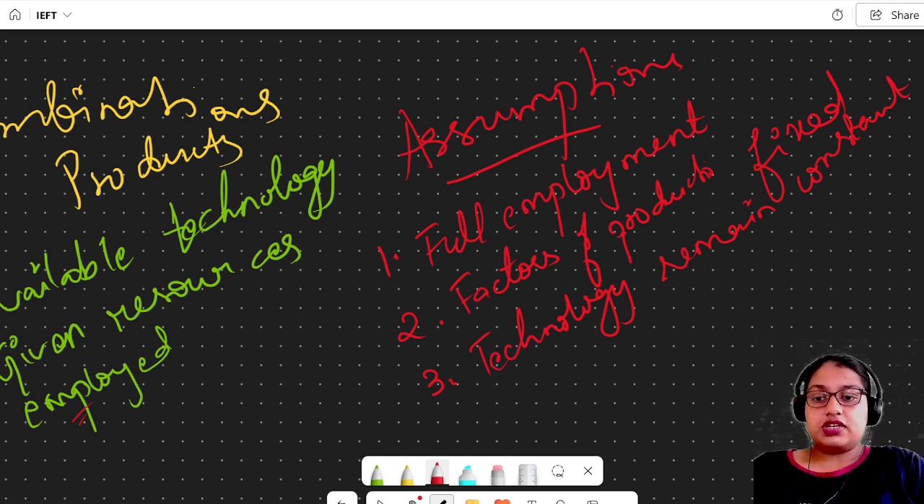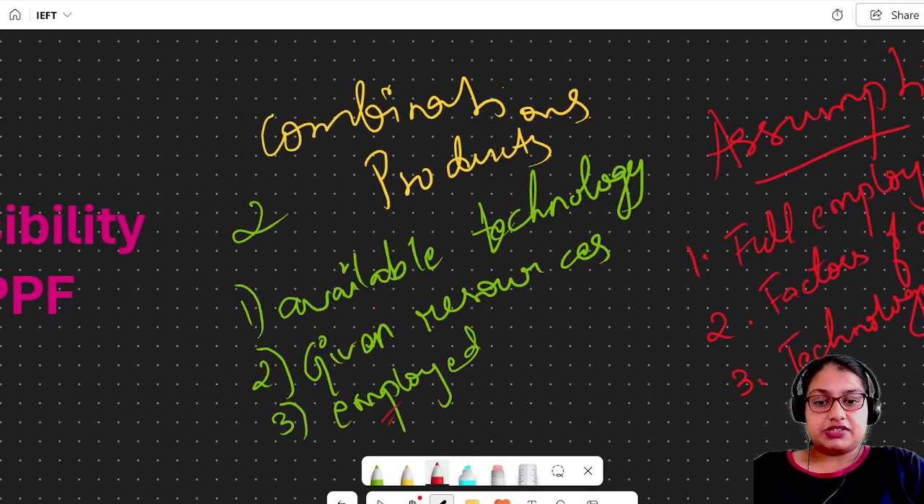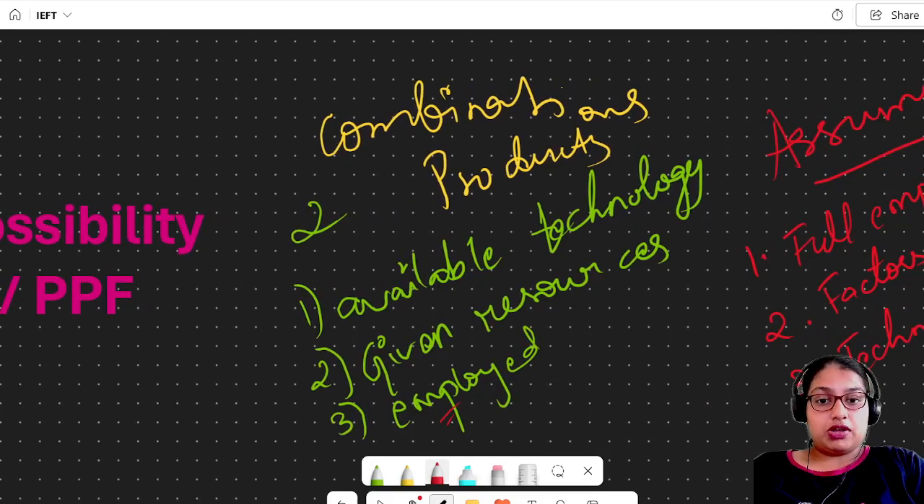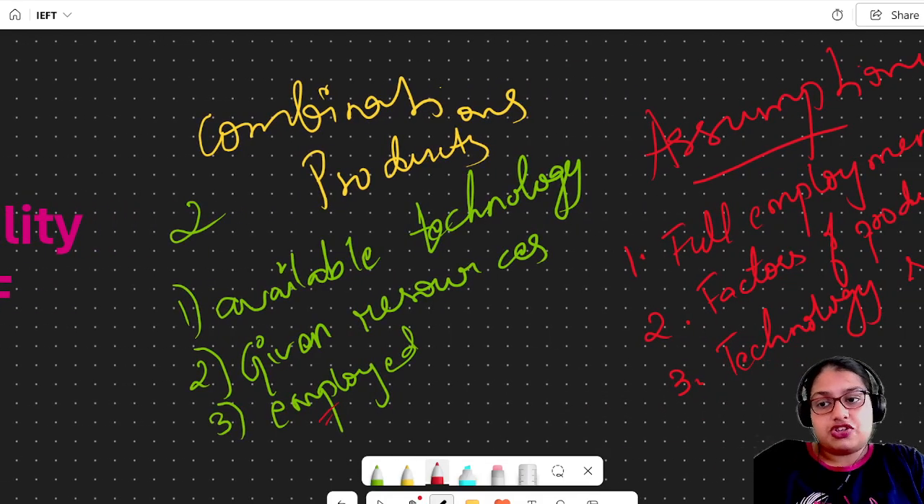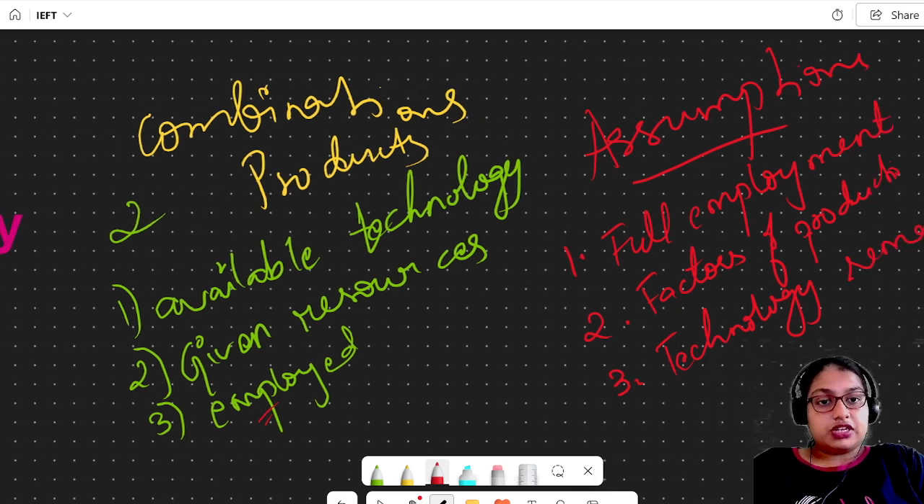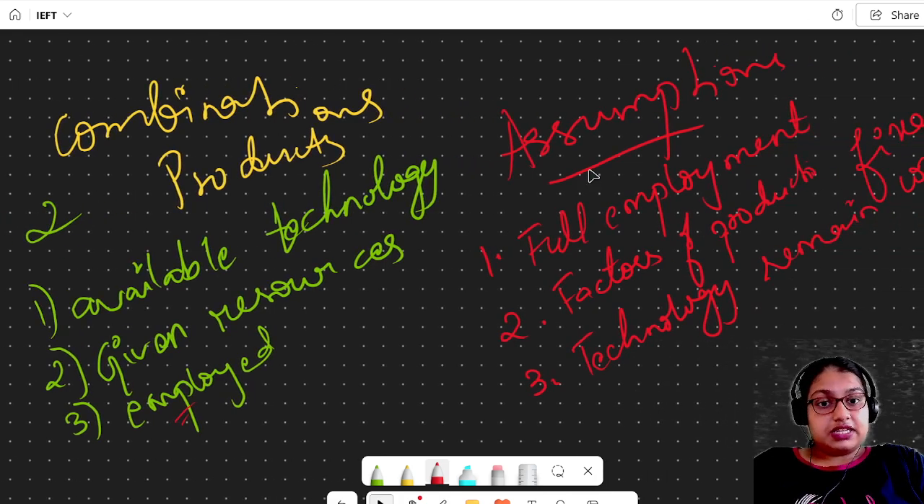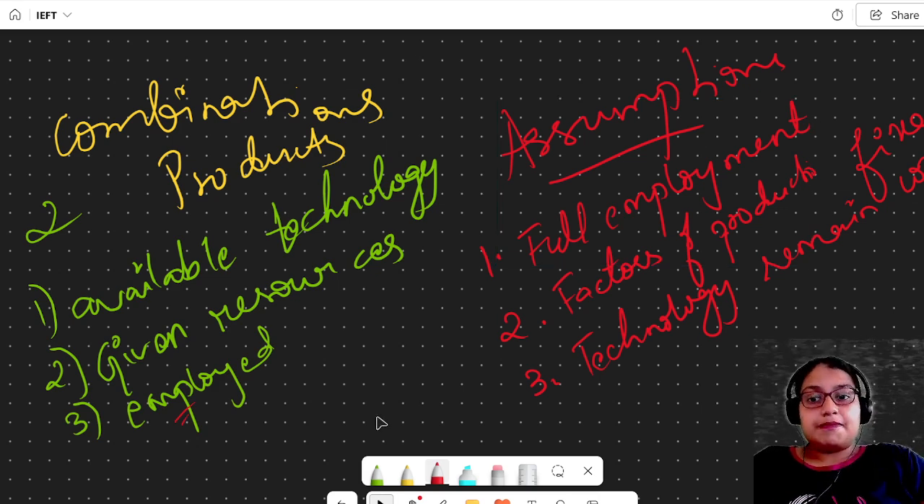Now we have talked here about employment and unemployment. What is the production possibility curve? It is a combination of products with the available technology, given resources, fully and efficiently employed. Here also we said in the assumption that full employment is required. So now, what is unemployment?